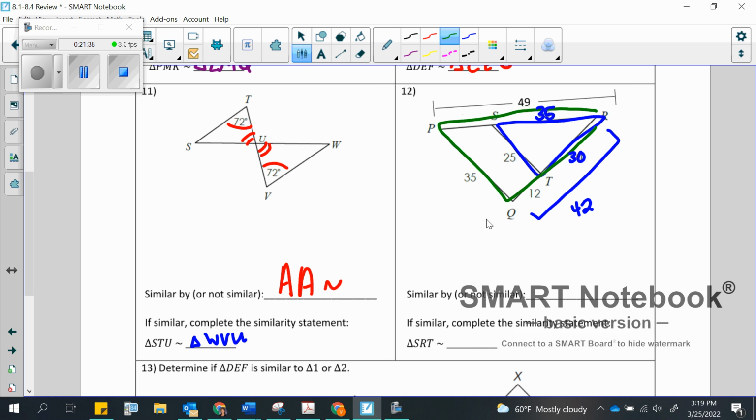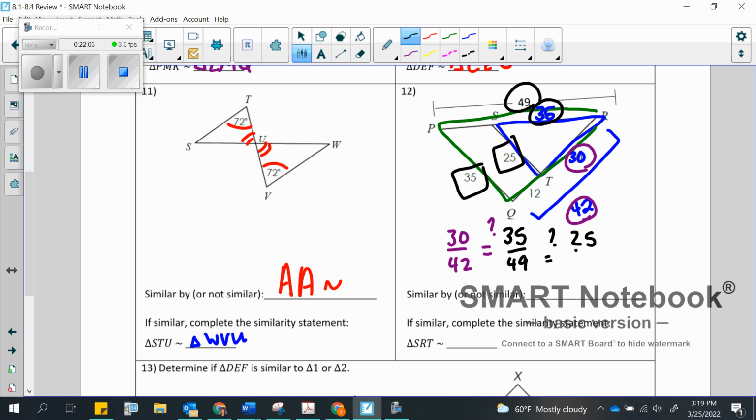So let's divide these. So we're going to see small triangle over big triangle. So is 30 over 42 the same thing as 35 over 49? And is that the same thing as our last two sides over here, 25 over 35? Okay, and if you reduce all of these, every single one, all three reduce to 0.714.